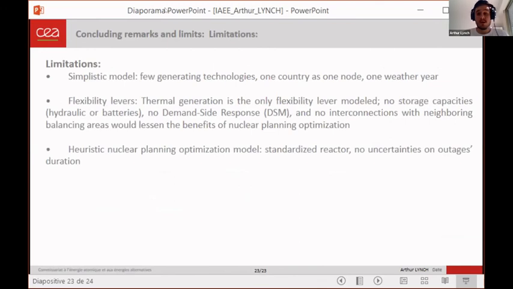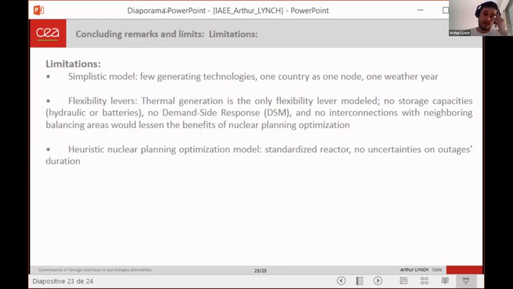Of course, there are some limitations to our work. We listed a few limitations. The first one is that the model that we use to assess the impact of nuclear planning optimization on electric system operation is a simplistic model with few generating technologies, only one country represented as one node, and only one weather year. So it limits the robustness of the result, and the result should be extrapolated with care.